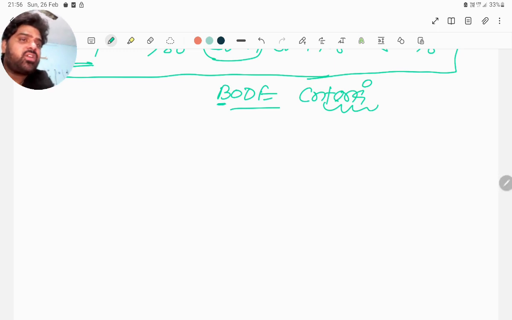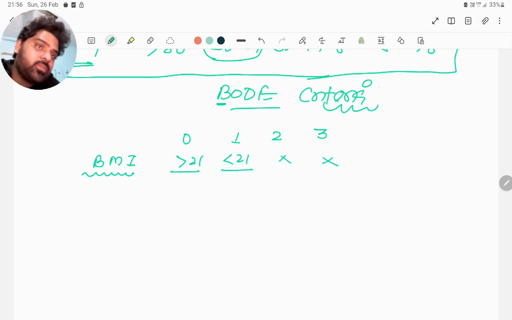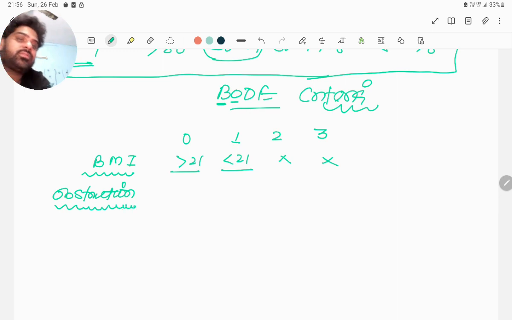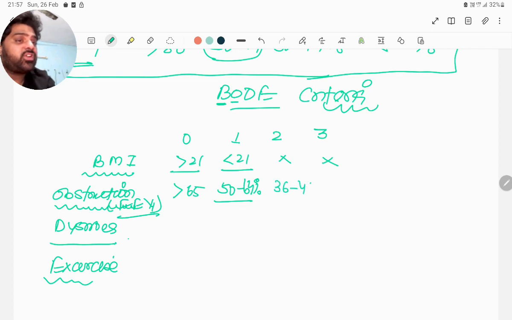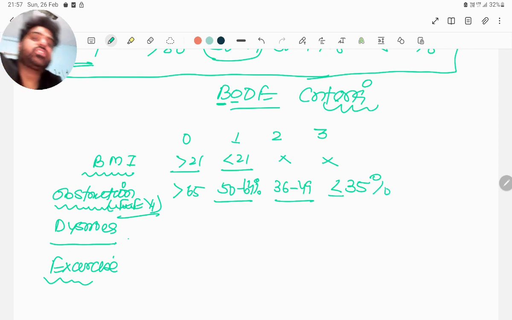The BODE criteria scores range from 0, 1, 2 and 3, where B means BMI, that is body mass index. For body mass index, 0 means more than 21, and 1 means less than 21. Here body mass index is not graded further. Then O is for obstruction, D is for dyspnea, and E is for exercise. Obstruction you will see on the basis of FEV1: more than 65% is grade 0, then 50 to 64% is grade 1, then 36 to 49% is grade 2, and less than or equal to 35% is grade 3. So obstruction was measured on the basis of FEV1.